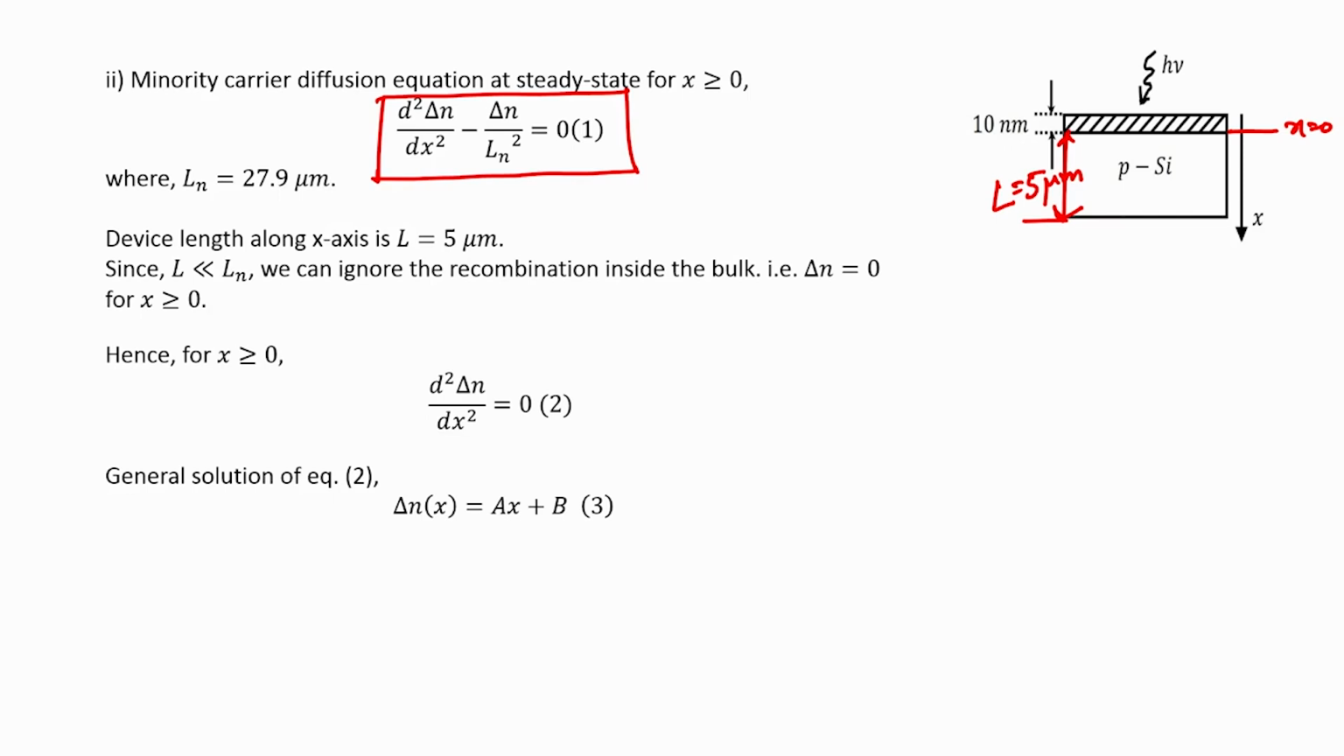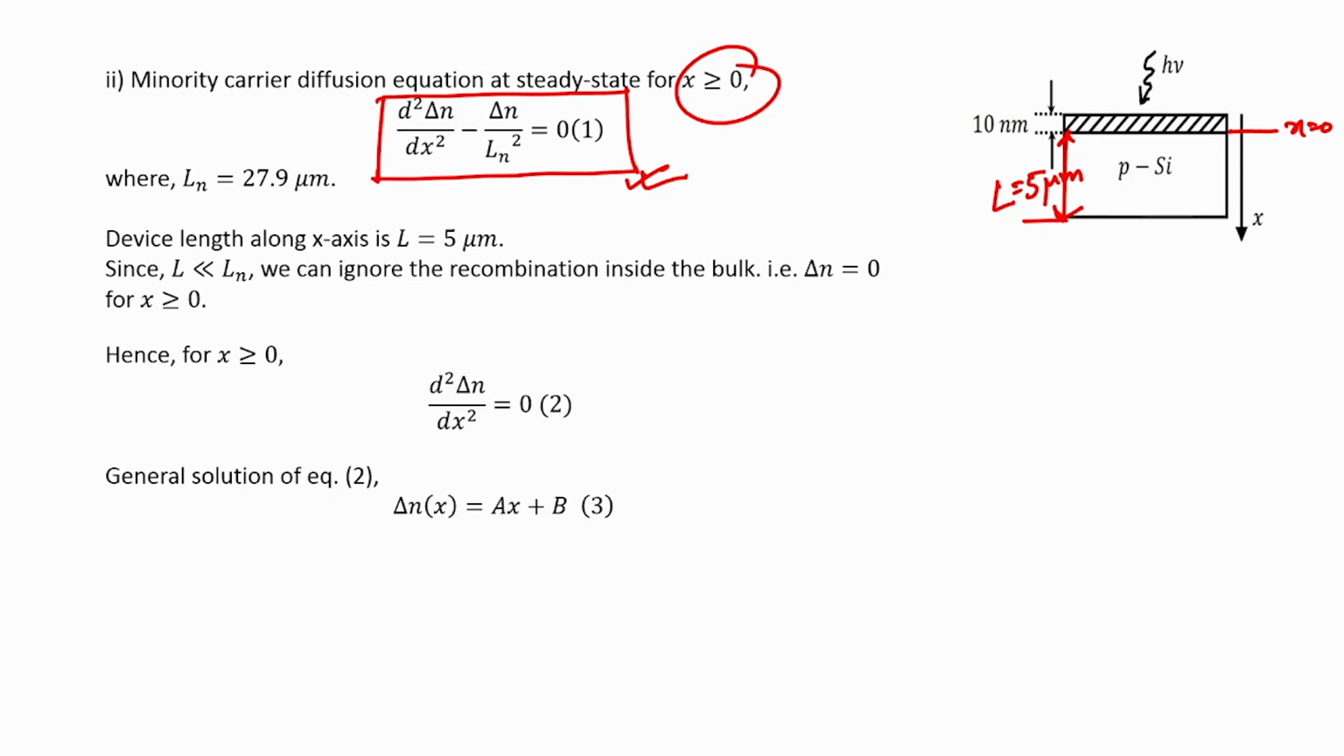So, this is your starting point, that is the minority carrier diffusion equation at steady state, under the two assumptions that there is no electric field inside the bulk and there is low level injection. This is the differential equation which dictates the transport of the minority carriers inside the bulk, for x greater than or equal to 0.